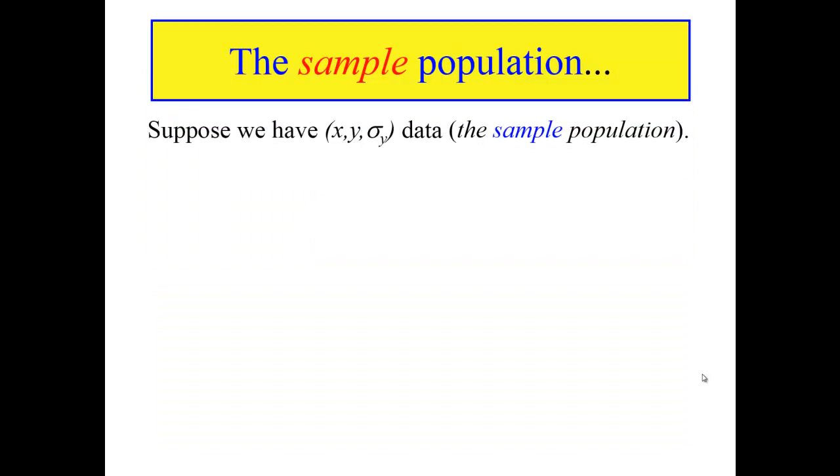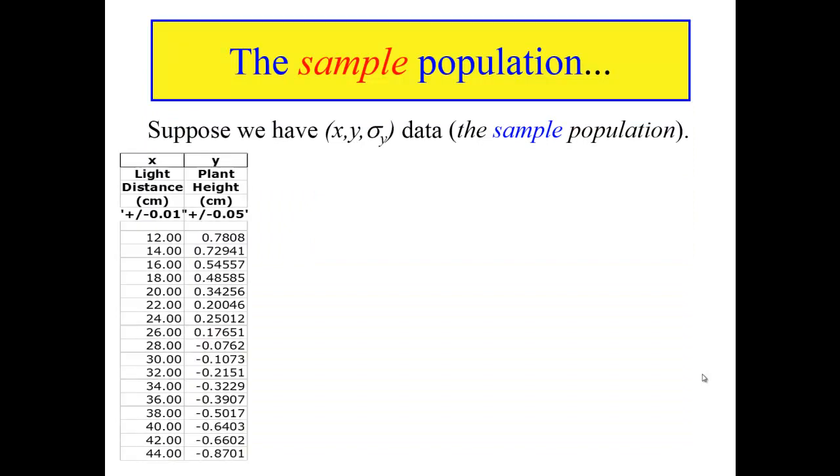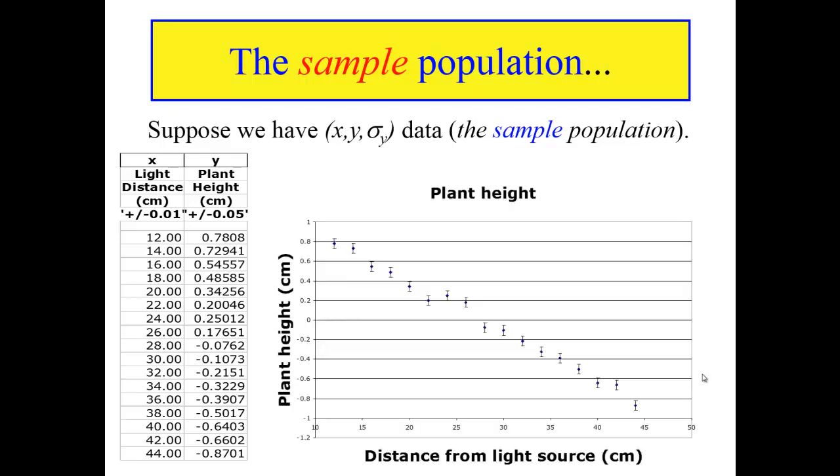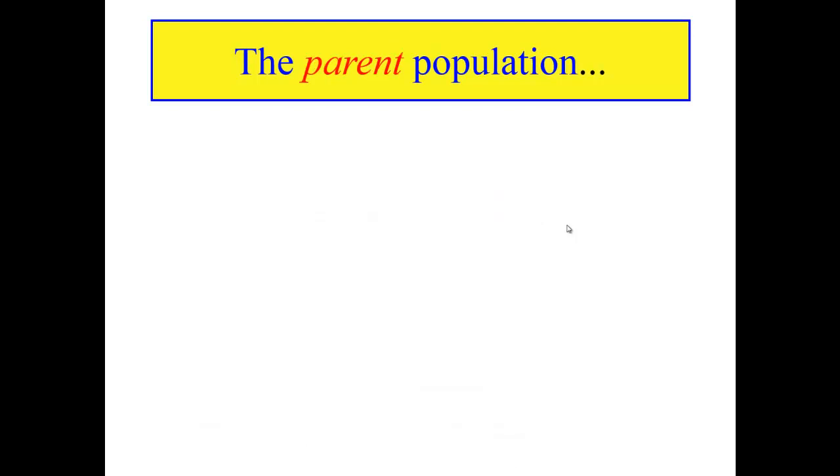So, for example, here's a sample population. Perhaps we measure the height that a plant grows to in a certain time when that plant is kept a particular distance away from a light source. And so we measure plant height versus distance from light source and suspect that there may be a linear relationship between these data. In other words, that these data that we measured, complete with the error bars that represent the uncertainties in the measurement of the plant height, come from some hypothetical parent population that has a linear form.